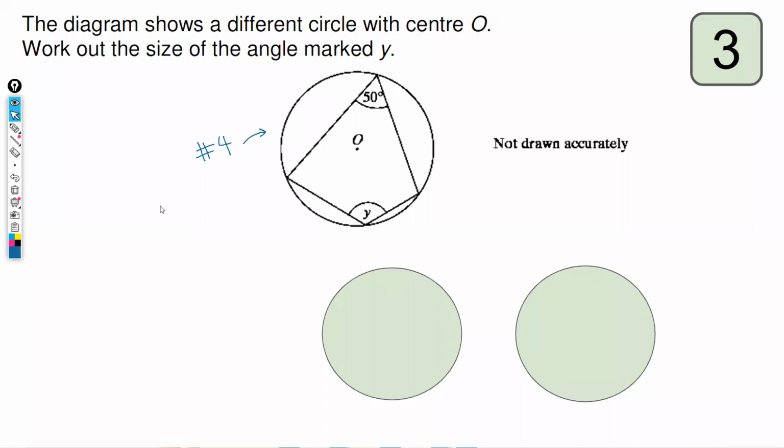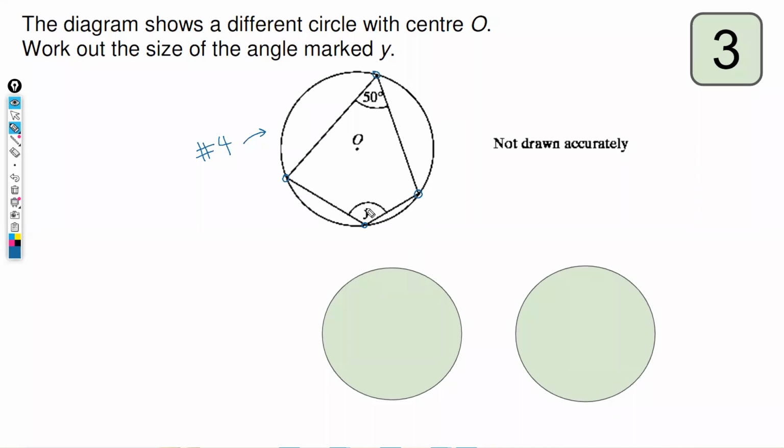Okay, so let's please confirm if this is a cyclic quadrilateral, because it's real easy for the examiner to fool you. For it to be a cyclic quadrilateral, the four-sided figure has to be inside the circle, so that's a good start. Then you have to ensure that the vertices, the corners, are all touching what? The circumference. So yes, all of them are touching the circumference, so it is a cyclic quadrilateral.